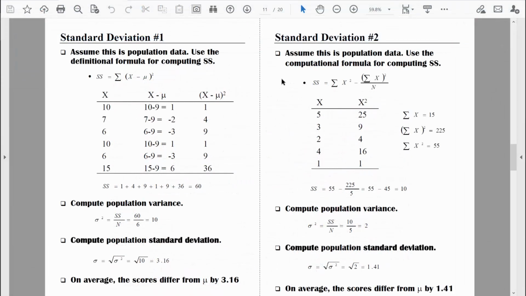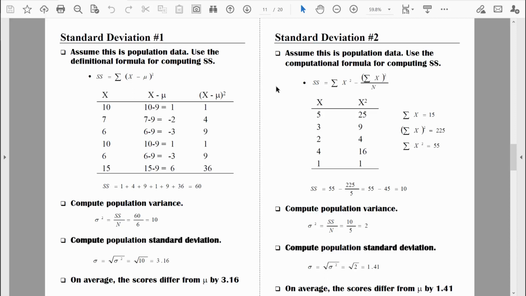Let's talk about example number 2. Example 2 also assumes that we have data from an entire population. It's a very small data set, but we're going to assume it's from an entire population. So at step 2, we're going to compute population variance, and we'll use the symbol sigma squared. And at step 3, we'll compute population standard deviation and use the symbol sigma. What's going to differ is that in this example, we're asked to use the computational formula for computing sum of squares. This computational formula and this definitional formula will get you the exact same answer.